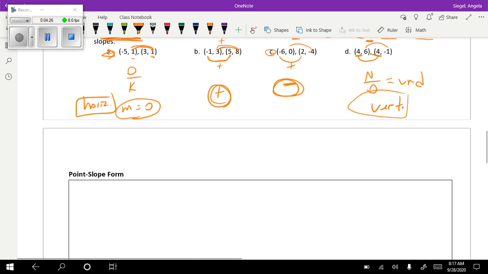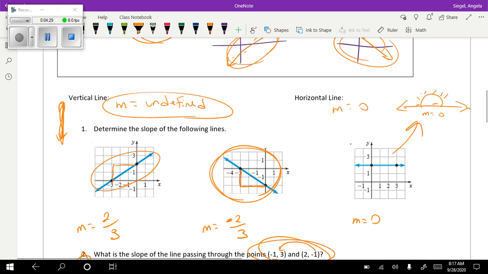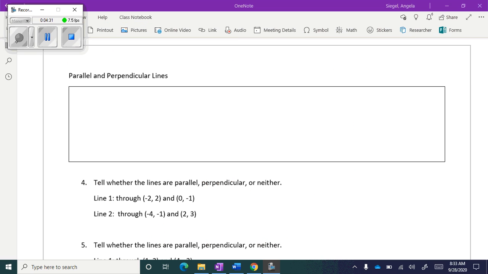Let's go ahead and review parallel and perpendicular lines. Okay, so as you should remember from your algebra classes, parallel lines have the same slope. And they never intersect. So just basic knowledge. If you were solving for this, you would get an undefined answer because they never come together.